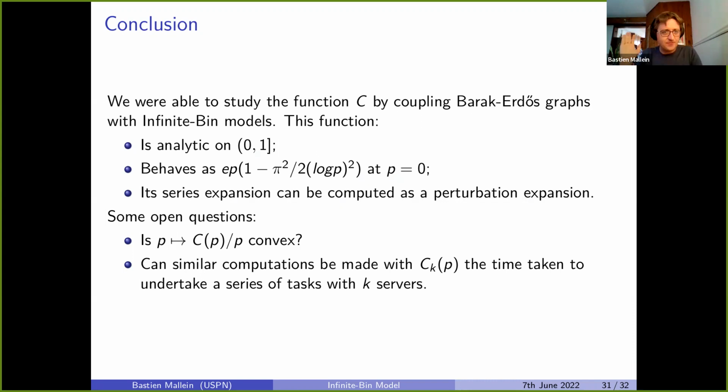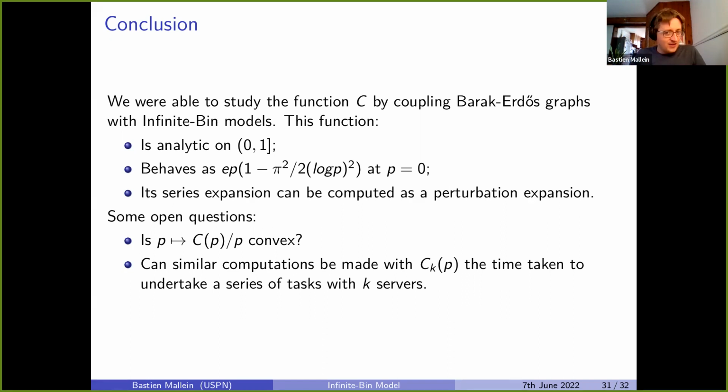So just to recap quickly, I defined this connection between the Erdos-Rényi random graph and the question of the length of the longest path in this graph with this infinite bin model, which is a balls and bins model, which can be thought of in some sense as a rank-dependent branching process. And what we claim about the function C is that it is analytic on (0,1], and has a very nice series expansion around p equals 1 with integer coefficients. And the function behaves as e times p times (1 minus pi squared over 2 log p squared) around p equals 0, so very non-analytic at point 0.